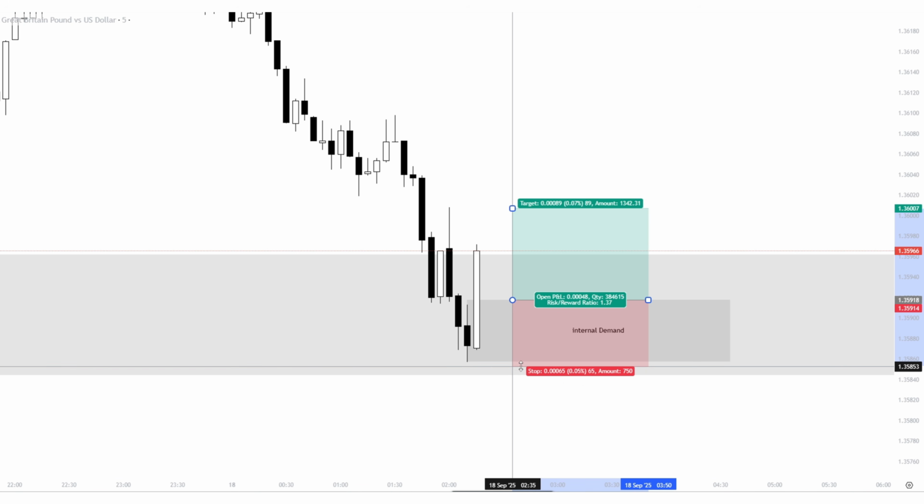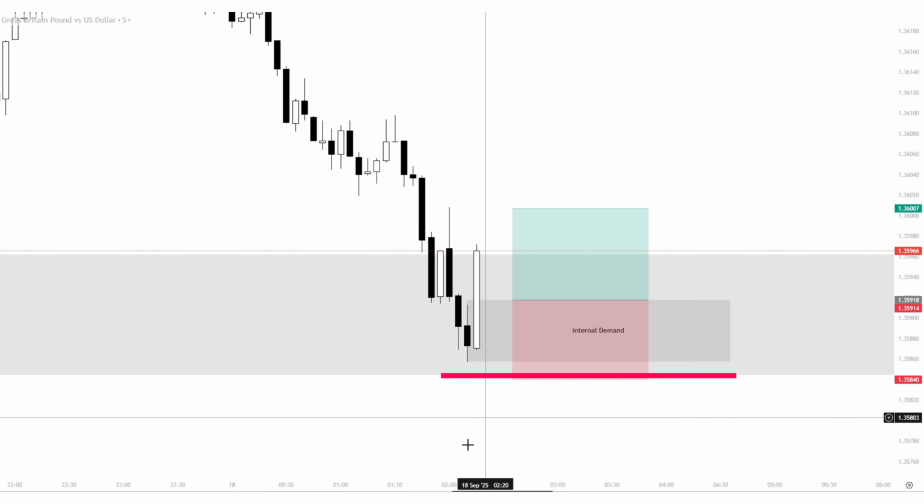Now a trick for the stop loss. If the internal demand is very close to the high time frame demand, it might be a better idea to place the stop loss below the high time frame demand. That applies in this case, and it makes the setup a little bit safer.